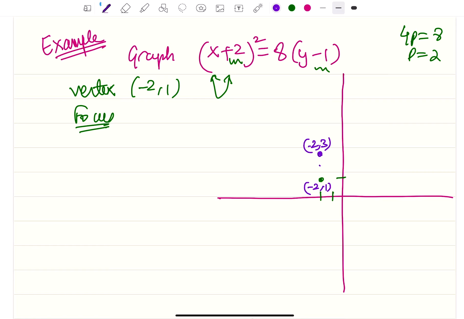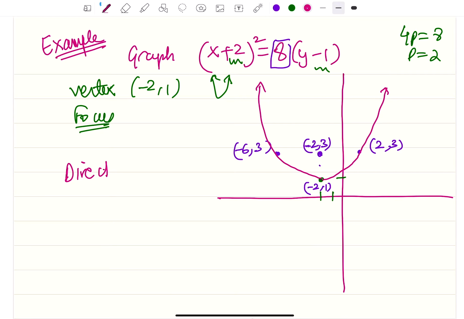At the level of focus, my graph is going to be 8 units wide. So I'm going 4 to the left, 4 to the right. When we go left and right, the y coordinate does not change, but the x coordinate changes. -2 plus 4 is going to be +2. -2 minus 4 will be -6. And my parabola is going to look something like this. And that's the graph for this function.